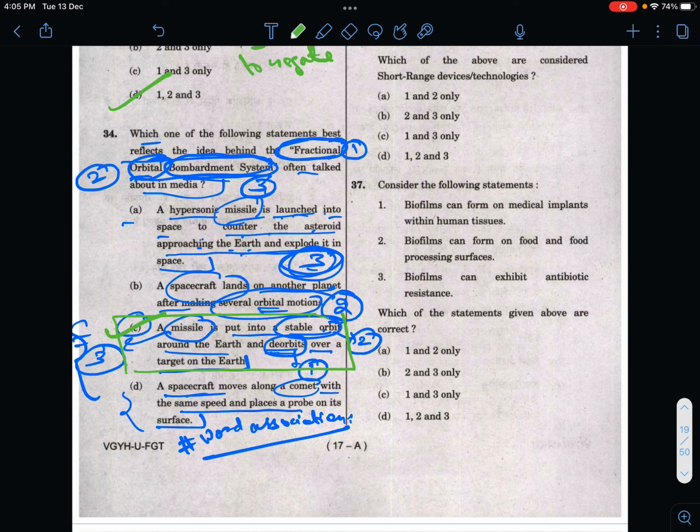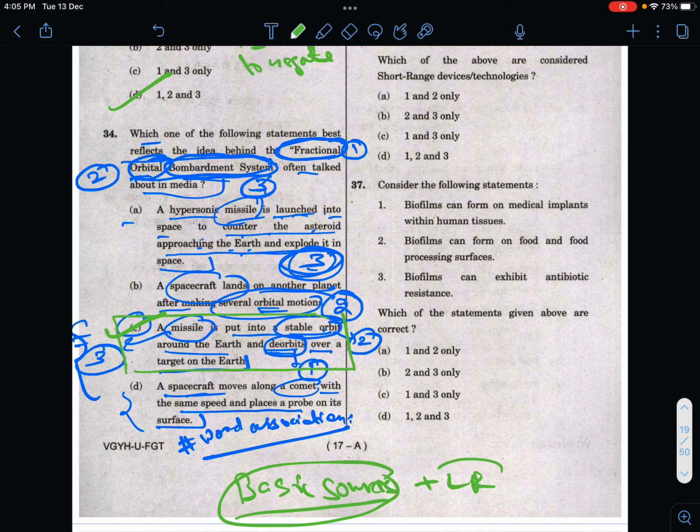So, as I keep saying, to make the magic work, you have to believe in the magic. You have to believe that this is not magic, this actually works like a charm. And as you analyze these questions more and more, you would realize that this paper is entirely about basic sources and logical reasoning. What cannot be solved with basic sources has to be solved solely and exclusively with logical reasoning.